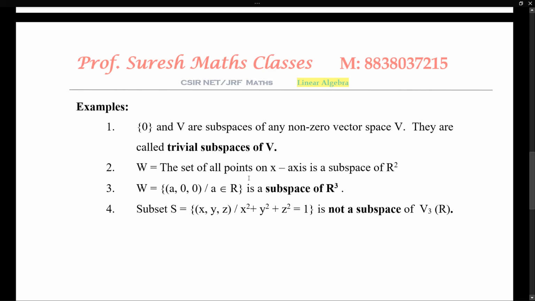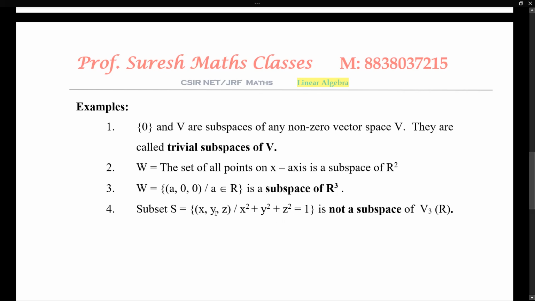Consider W equal to the set of all points on the x-axis, that is, the set of all points of the form (a, 0). It is a subspace of R2. And then {(a, 0, 0)} is a subspace of R3, a collection of points where the first entry may be any real number, but the second and third entries must be 0. So the third one is the set of points on the x-axis in R3, because R3 has 3 coordinates x, y, z. And the fourth one, the subset S, the collection of (x, y, z) such that x squared plus y squared plus z squared equals 1, is not a subspace.